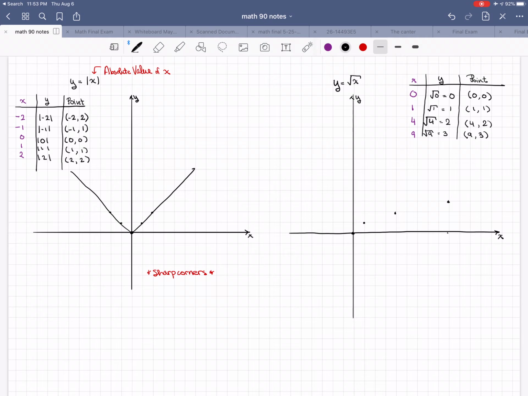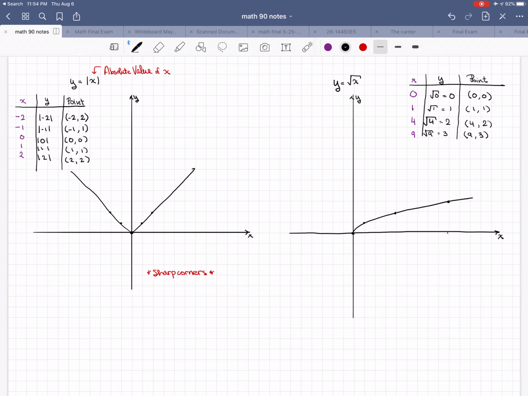Now, I specifically avoided numbers that weren't perfect squares here because I wanted to keep my graph neat. But if you feel like it, you are welcome to try something between 1 and 4, like 2. And you'd see that the square root of 2 is about 1.4, not quite up to 1.5. The square root of 3 is not quite up to 2, it's about 1.7, right? So you are welcome to plot more points if you like, if it helps you flesh the shape out a little bit better. But I'm going to go ahead and draw the shape in.